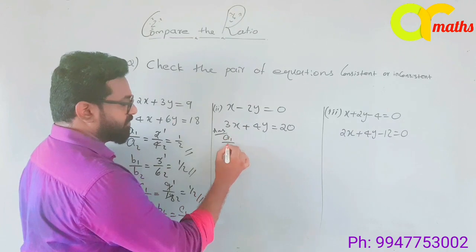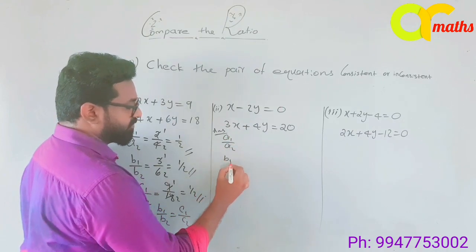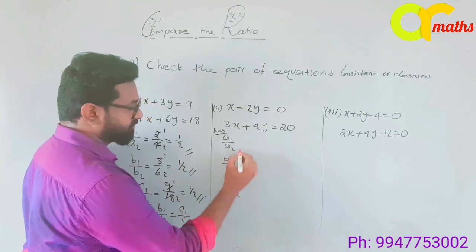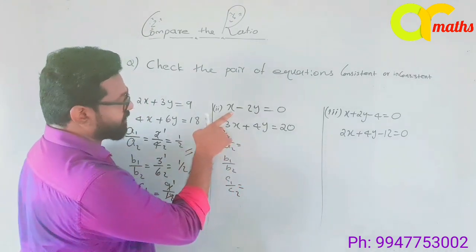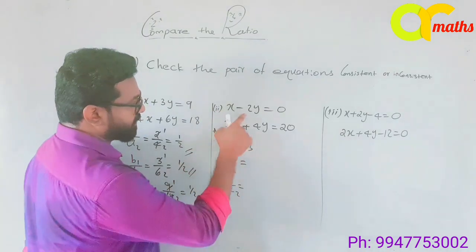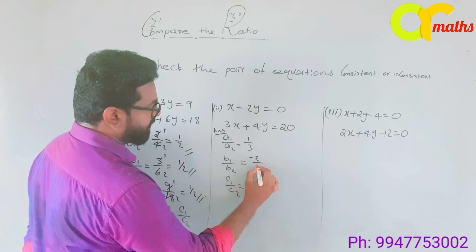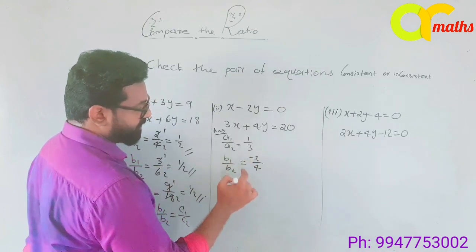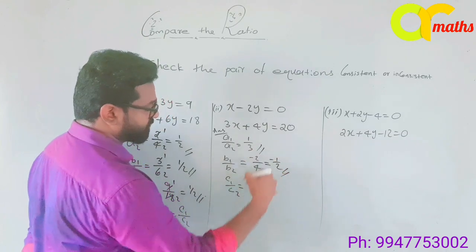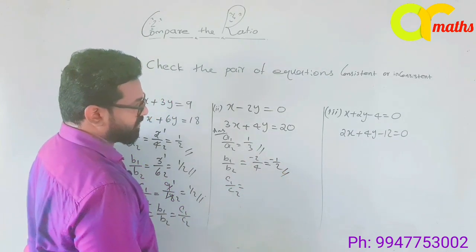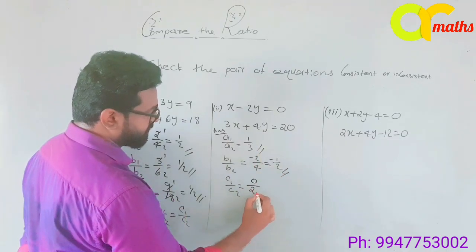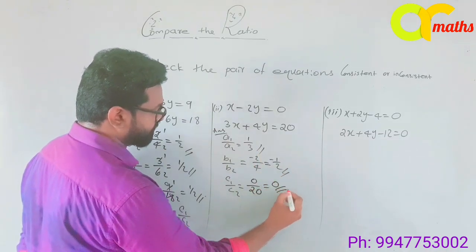Find a1 divided by a2, b1 divided by b2 and c1 divided by c2. What is a1 divided by a2? Here the coefficient of x is 1, so 1 divided by 3. Next, minus 2 divided by 4. In 2 and 4 you can cancel 2, so that is minus 1 by 2. Next is c1 divided by c2, the constant. What is the constant here? 0 divided by 20. What is the answer? 0.